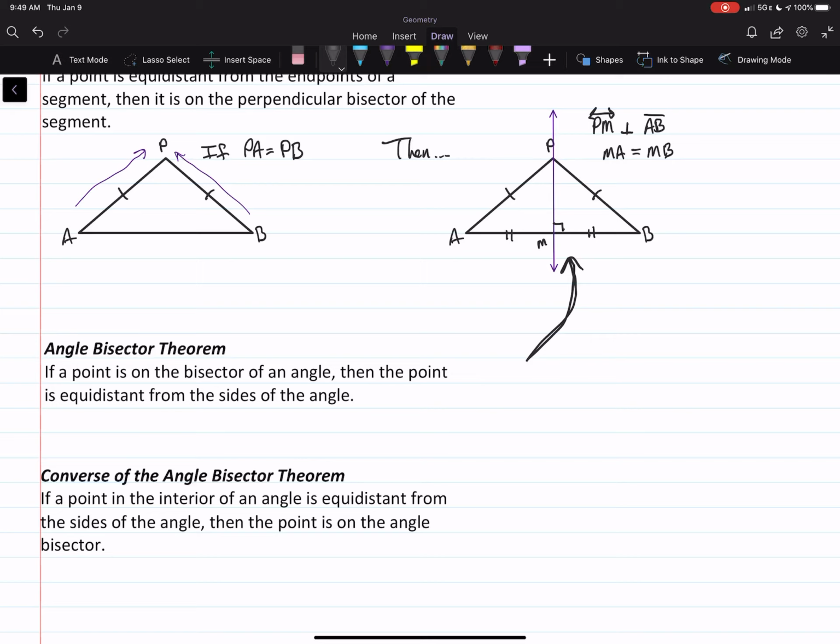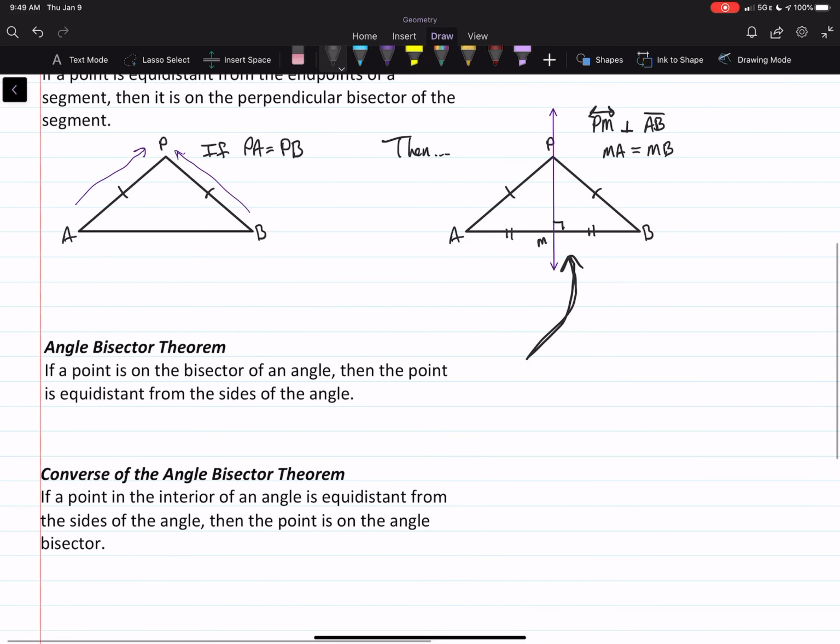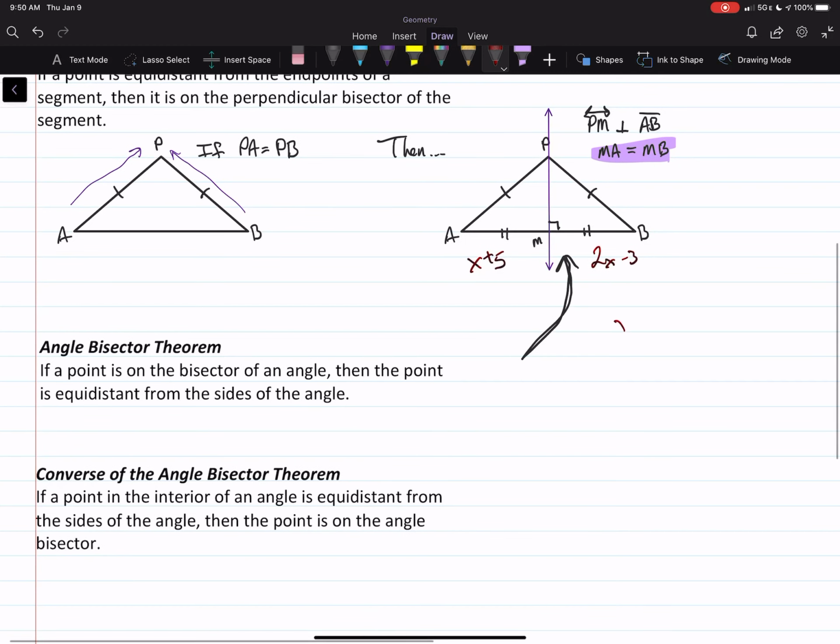So here's the basics that you need to know, is that if you know that these, so right here, this is the key point right here, MA is equal to MB. You know that's the same. So for example, if they were to say that this side is x plus 5 and this side is 2x minus 3, you could say that x plus 5 is equal to 2x minus 3, and you could find x.